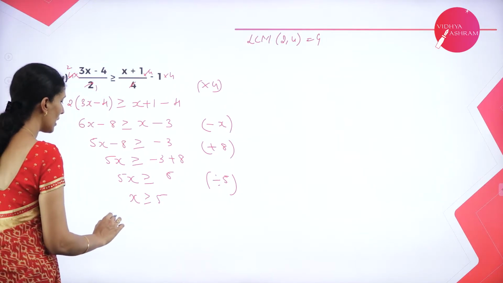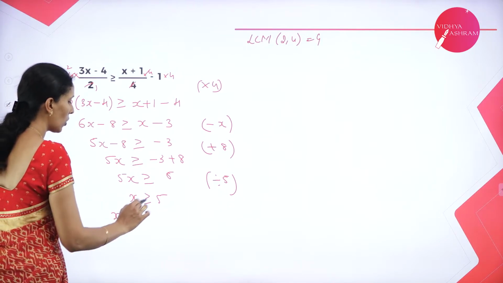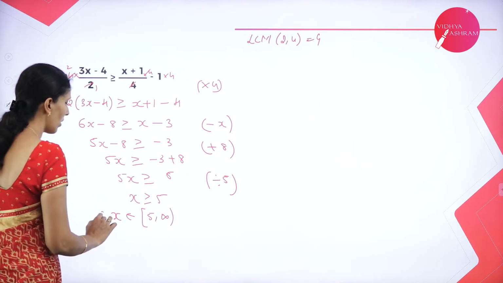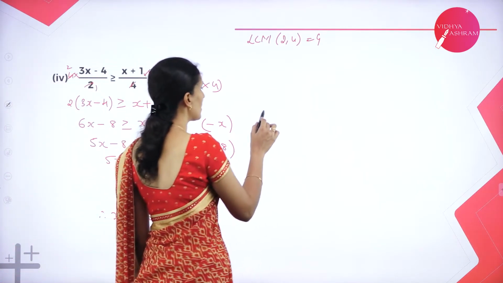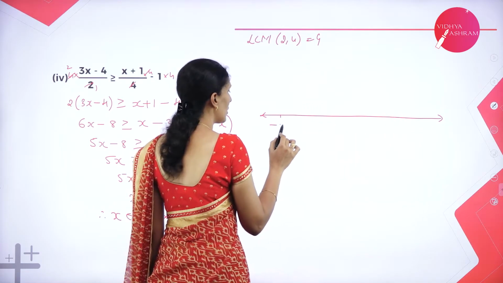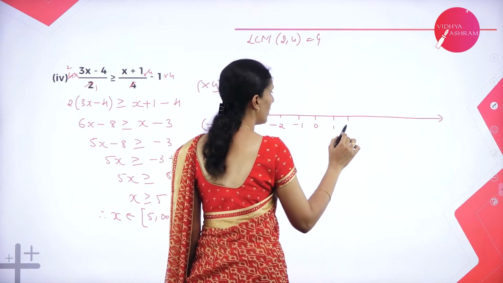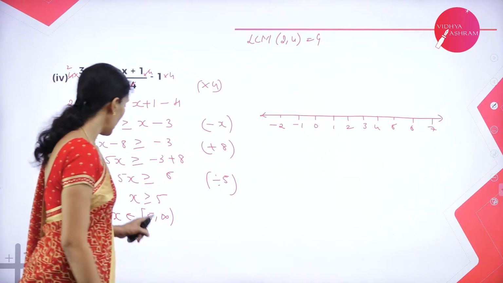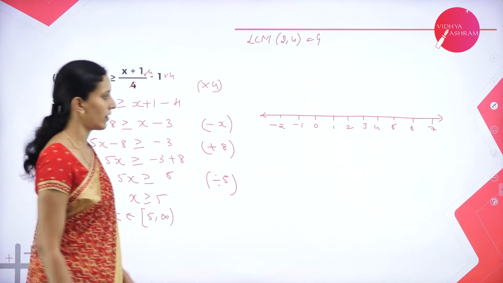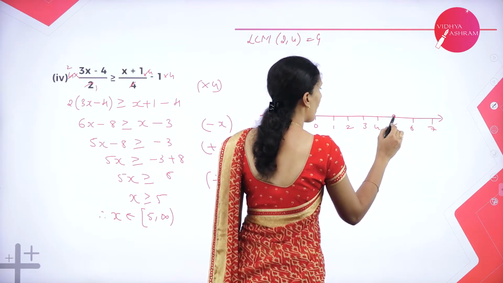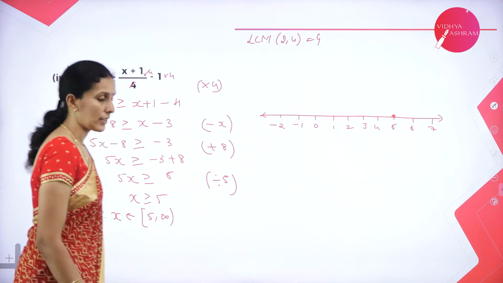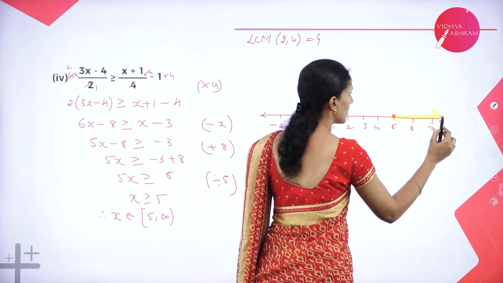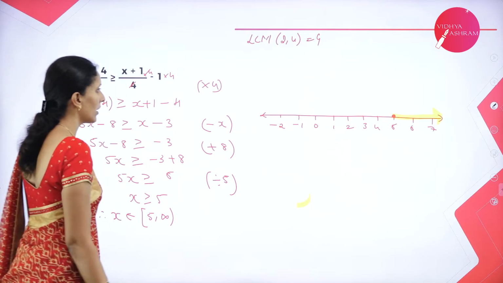So this is the inequality, that is a slack inequality, including the endpoint, so a square bracket, and greater than means till infinity. So therefore this is the solution set. Now to represent it on a number line, we'll start with minus 2, minus 1, 0, 1, 2, 3, 4, 5, 6, 7. So clearly all the numbers including the endpoint and greater. So there you have to draw a closed circle, and the solution is greater than or equal to that value. So therefore it goes like this. So this is the solution set for the given inequality.